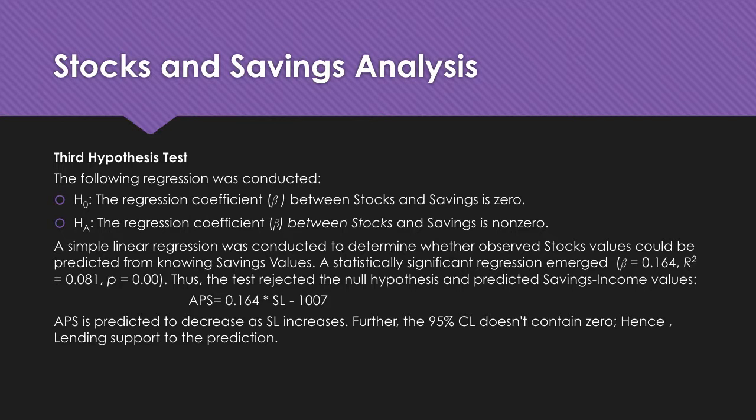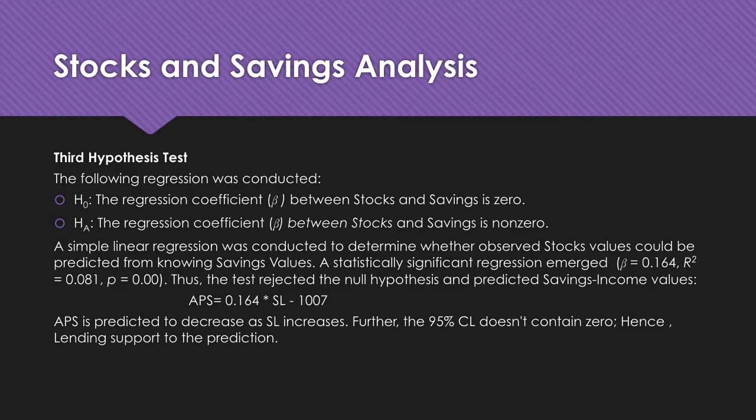And the values here: alpha is equal to 0.164 times SL minus 1007. APS is predicted to decrease as SL increases again. Further, the 95% confidence level doesn't contain zero, hence lending support to the prediction.